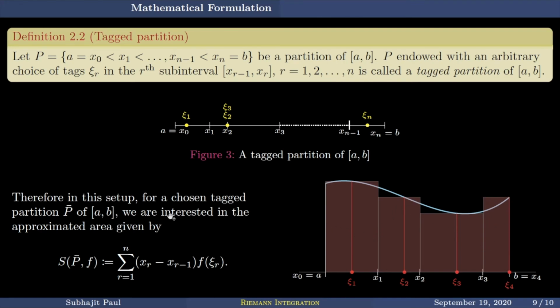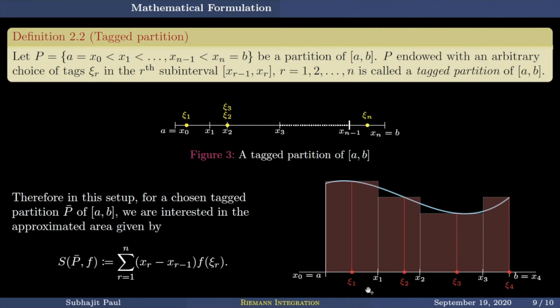So my total approximated area is the sum with r running from 1 to n. There are n subintervals: the first subinterval, second, third, fourth. So in this case, n equals 4. Let us match this expression with this example. So n equals 4 here, r runs from 1 to 4. This is my first subinterval, second, third, fourth.